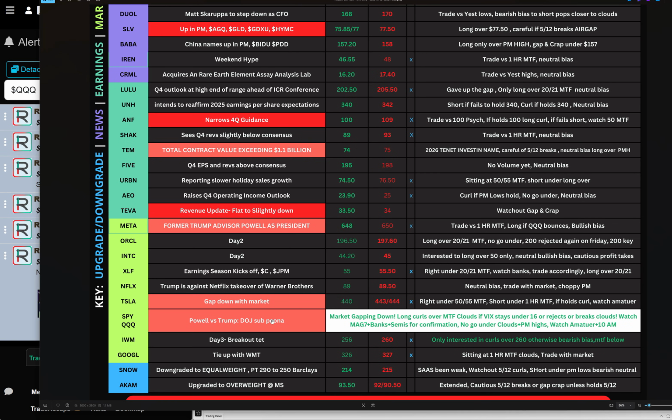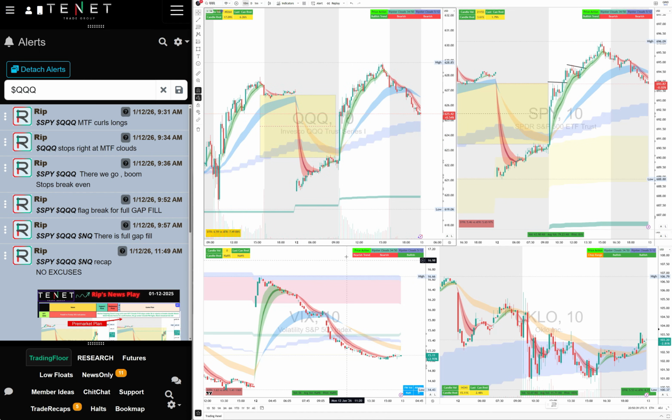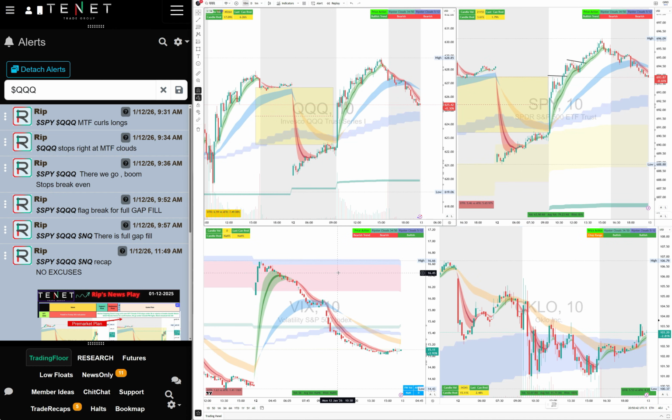So the pre-market planning was long over MTF clouds if VIX stays under 16 or rejects or breaks the cloud. Watch the Max 7, banks, and semis. If they go under the clouds, watch the amateur hour and the 10 a.m. moves. So what happens right away? Right away the VIX rejects under 16. Check. Right away the QQQ pushes over the MTF cloud.